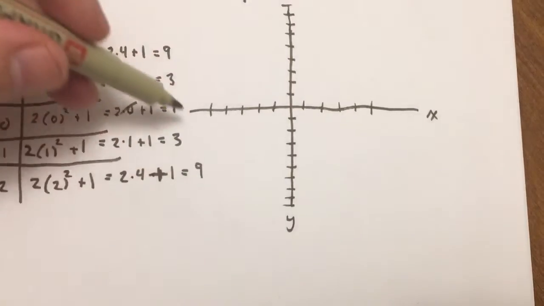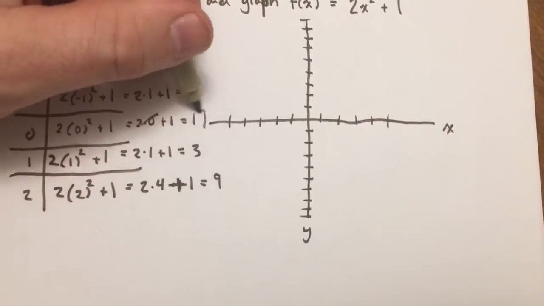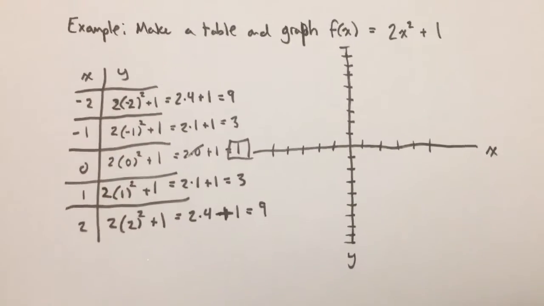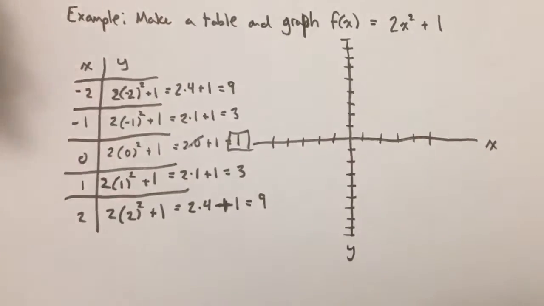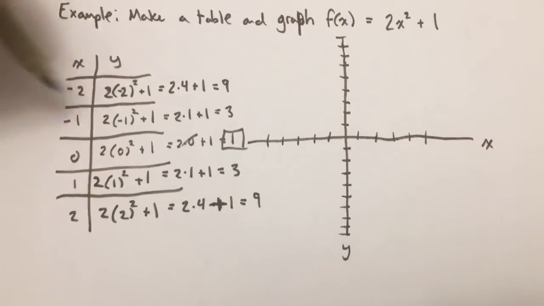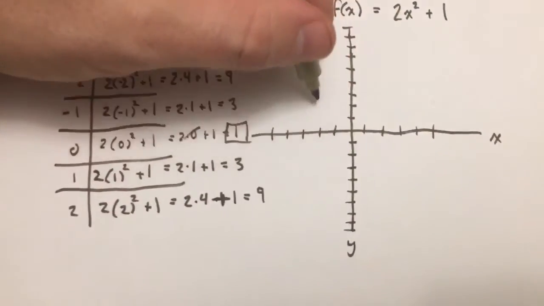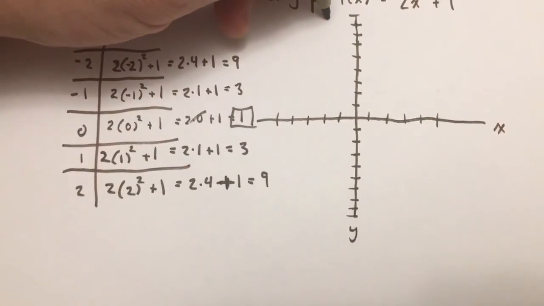And again, we see that mirroring behavior going on about this value right here. So we know that we've done our calculations correctly when we get that perfect reflection on either side of this central value right here. So let's plot these points out. So the first one will be at negative 2, 9. So left 2, up 9, 1, 2, 3, 4, 5, 6, 7, 8, 9. So all the way up here at the top.